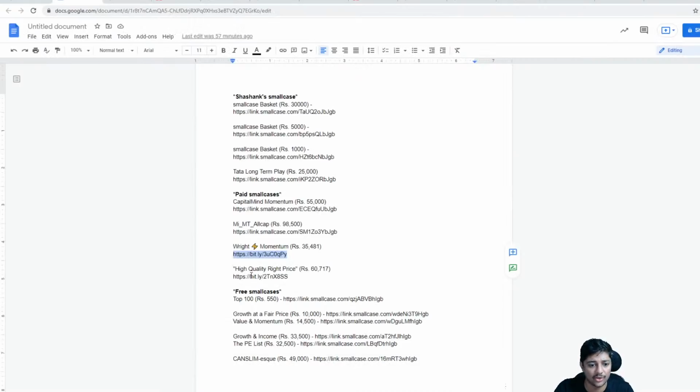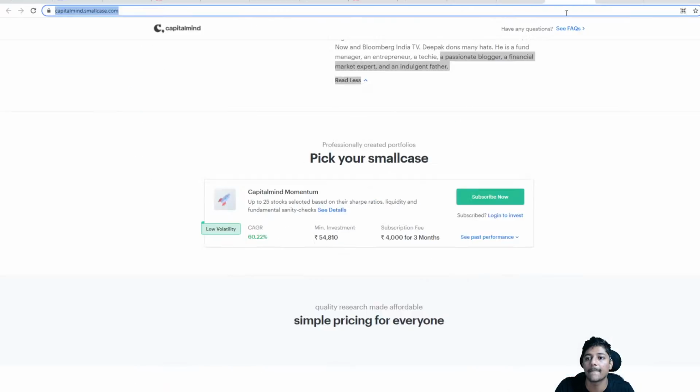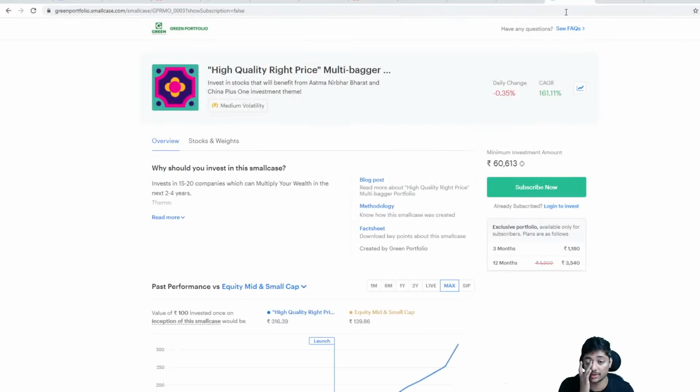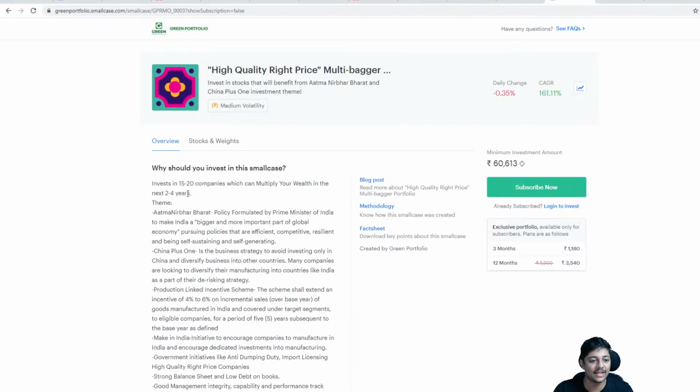Okay, let me show you another one that I found. Now, this is very interesting. All are actually interesting, but let me show you this also. This is called Green Portfolio, and apparently this is also trending a lot, doing really well. They invest in 15-20 companies which can multiply your wealth in the next 2 to 4 year time frame. Okay, 2 to 4 year time frame. This is the 4th one that I usually like.